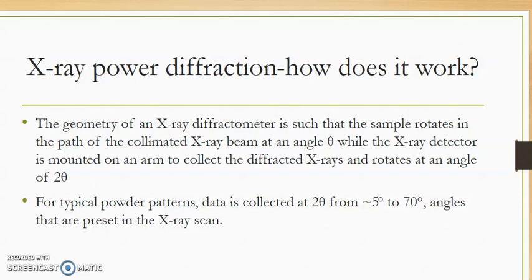Understood? You have to look at the figure and understand that particular sentence. Just go through the first figure in this lecture and see it. For typical powder patterns, data is collected at 2 theta from 5 to 70 degrees, the angles that are preset in the X-ray scan.